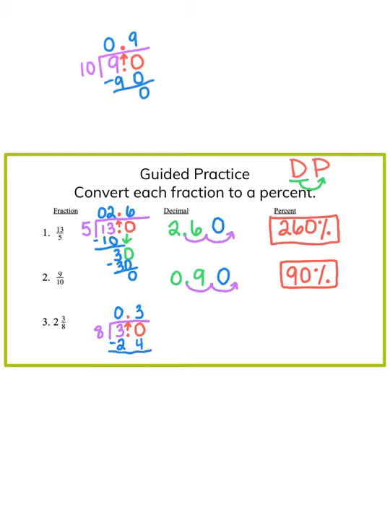When I subtract 24 from 30, I'm left with 6. I have a remainder of 6 left over, and I know that my remainder has to equal 0 before I'm done with my division problem. So I need to add another 0 to my dividend and bring it down.